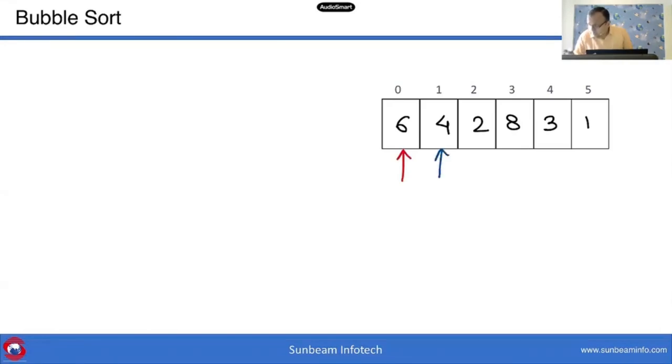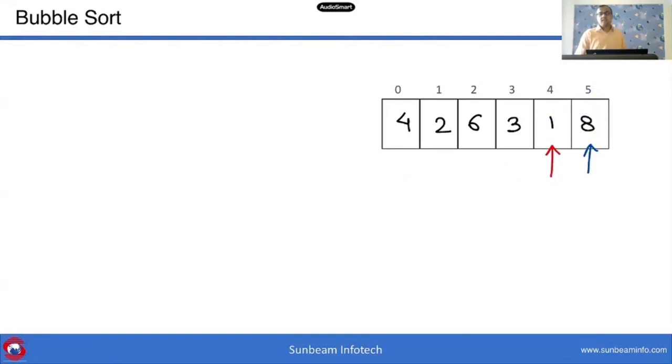Yes, again we are comparing two consecutive elements. In the first pass, you find that 6 is greater than 4, so we have done swapping. Let us continue further. No swapping is needed. Again 6 is greater than 2, so swapping. In this case, no swapping is needed. You continue further. 8 is greater than 3, you do the swapping. Then 8 is greater than 1, again you do the swapping.